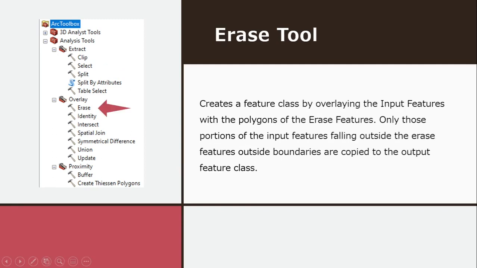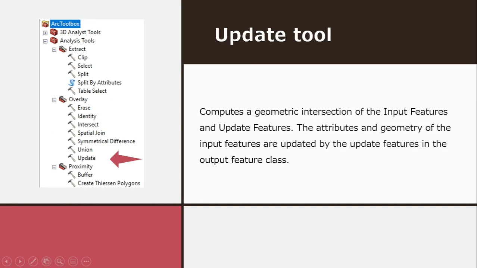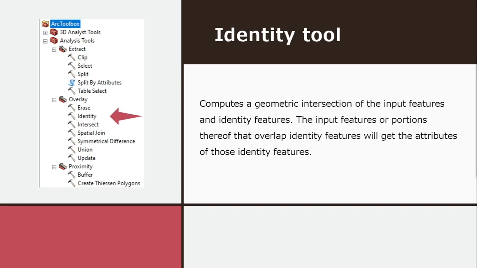The Erase tool is interesting. It is practically the opposite of the clip tool. The Clip tool only keeps the intersecting area, but the Erase tool actually removes the intersecting area. It keeps the non-intersecting area. Now let's talk about the Identity tool. It is a tool created for convenience. While we would need to intersect an area and then union it with the original layer, we can use the Identity tool. It does the same thing but in one tool.